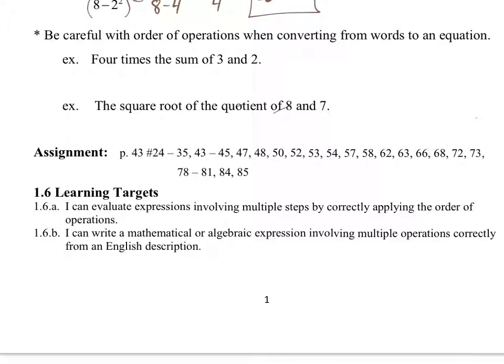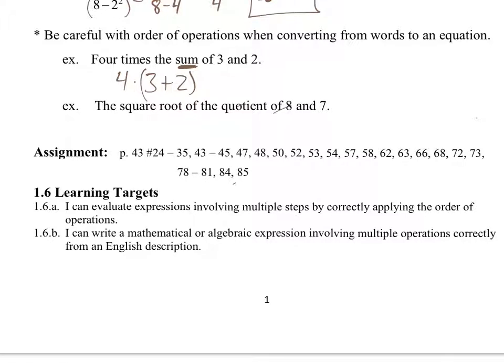So I'm going to say be careful with order of operations when converting from words to an equation. When we say 4 times the sum of 3 and 2, do we need parentheses or no? So we have 4 times 3 plus 2. Is that the right answer, or do we need parentheses? Yep. Because it's 4 times the sum, parentheses have to go around 3 and 2. We have to make it add, and then we do that sum times 4, or 4 times that sum.